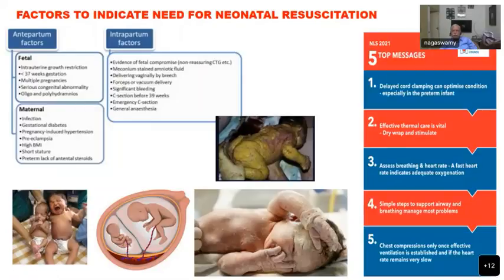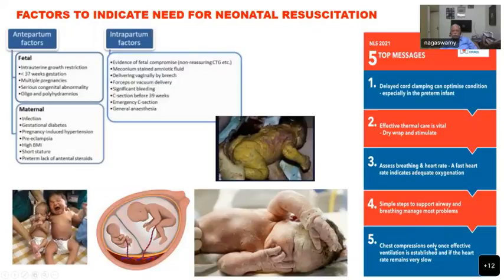And the top messages are delaying the cord, especially in normal babies. Effective thermal care is very important by dry wrapping and stimulation. Assess breathing and heart rate. A faster heart rate indicates adequate oxygenation. So this is a very important point. Simple steps to support airway and breathing will manage most of the problems. There is no need for any heroic intubation or anything.